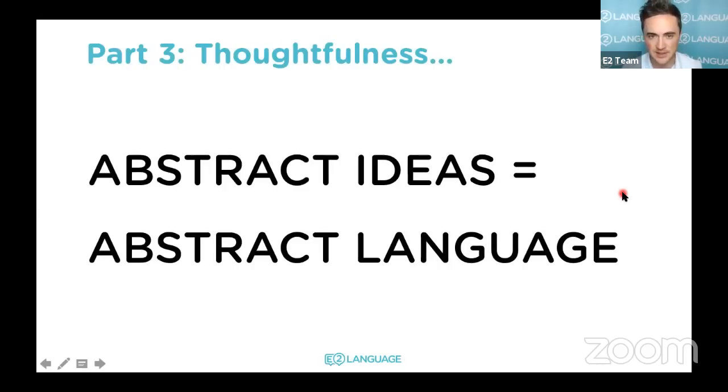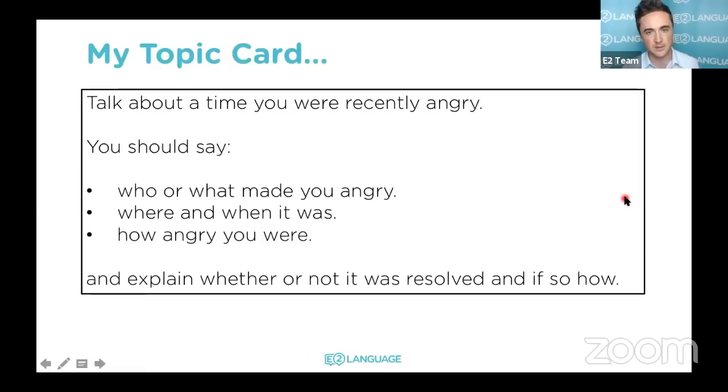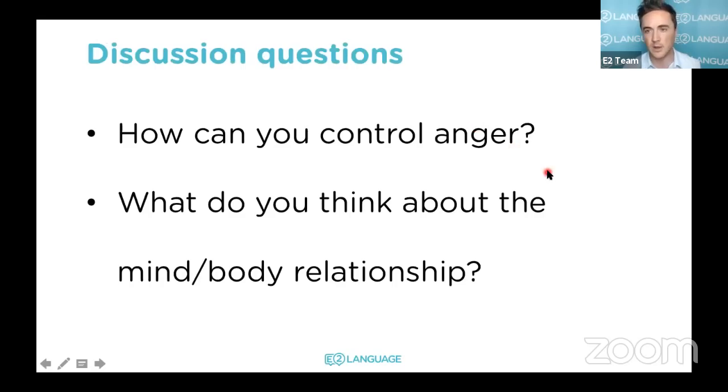In short, abstract ideas is abstract language. So what happened to me? Well, this was my task card about being angry. And the questions that the examiner asked me were questions like, how can you control anger? And I gave her interesting, thoughtful, elaborate answers, right?